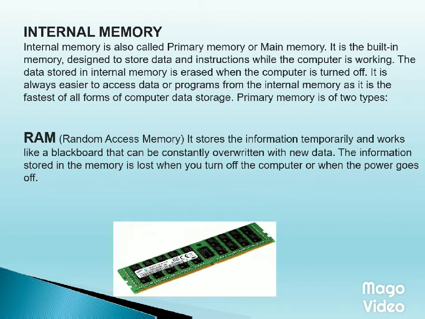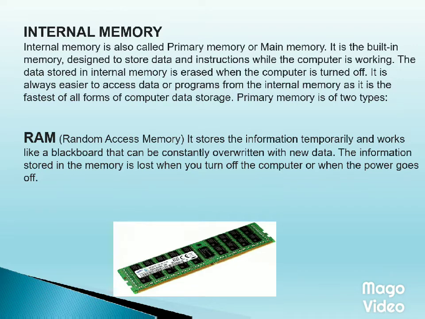Internal memory is also called primary memory or main memory. It is called built-in memory. Why do you call it built-in memory? Because it is fixed on the motherboard inside the CPU cabinet. That is why it is called built-in memory. We can store data and instructions when the computer is working in this memory. The data stored in internal memory is erased when the computer is turned off. So children, when you turn off the computer, whatever is there on the memory or on the screen gets erased.